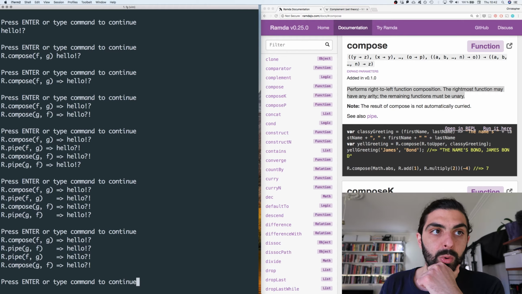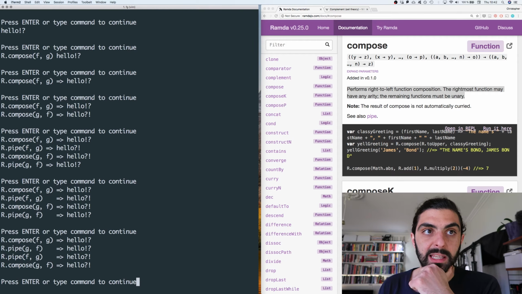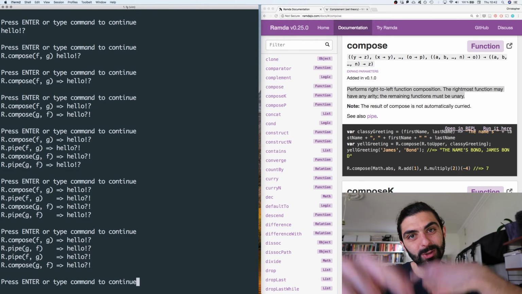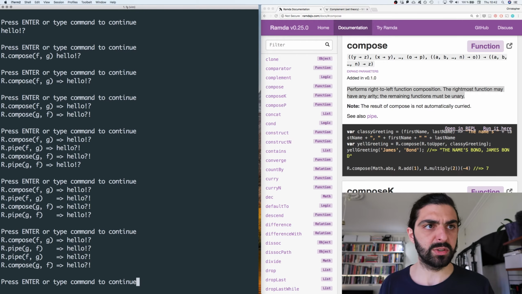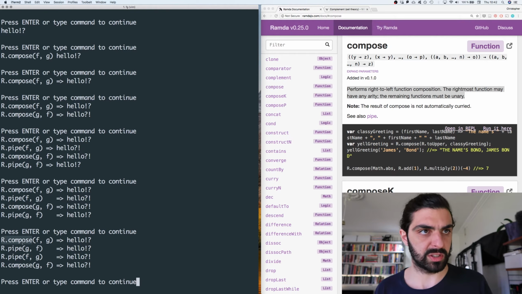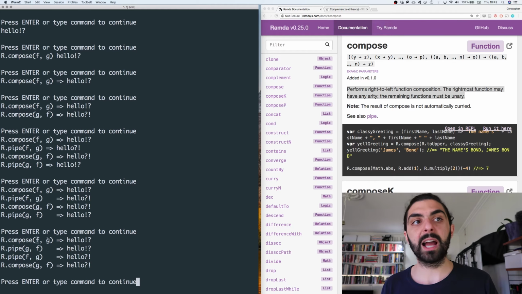So compose of f and g yields the same result as pipe of g and f. Similarly, if we look at these two other ones, pipe of f and g returns the same result as if we did compose of g and f, right? Because they do it in the other order. Like, it's nothing strange, right? Compose just says, do f after g.